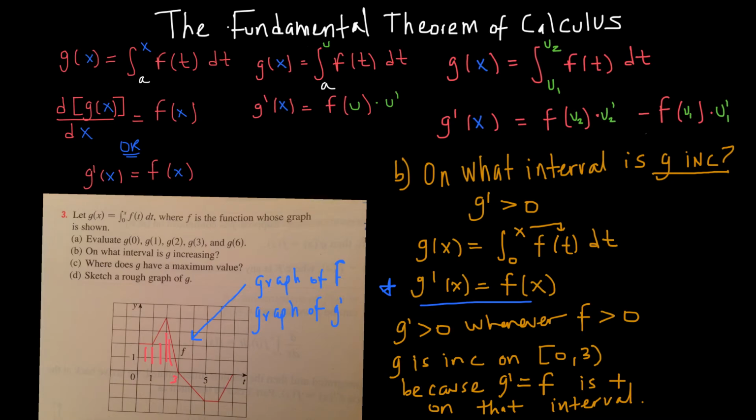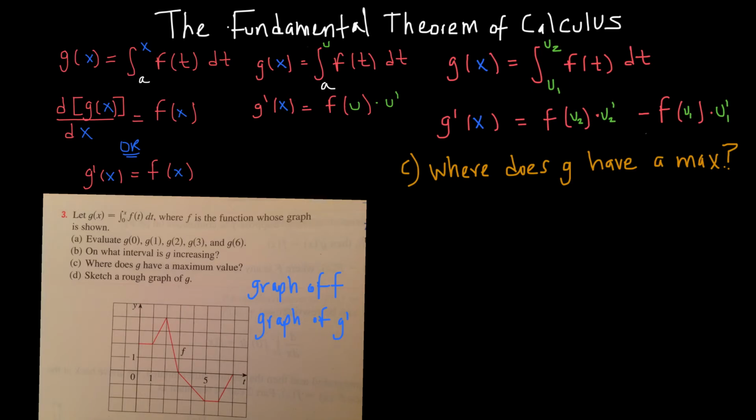Okay? G prime is increasing on 0 to 3 because G prime, which is the same as F, is positive on that interval. And doesn't it refresh your memory on what we've been doing before about increasing and decreasing functions? Okay, so that's how we answer question B.